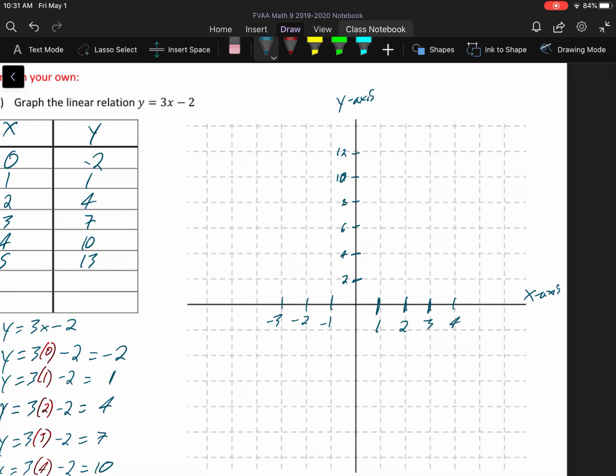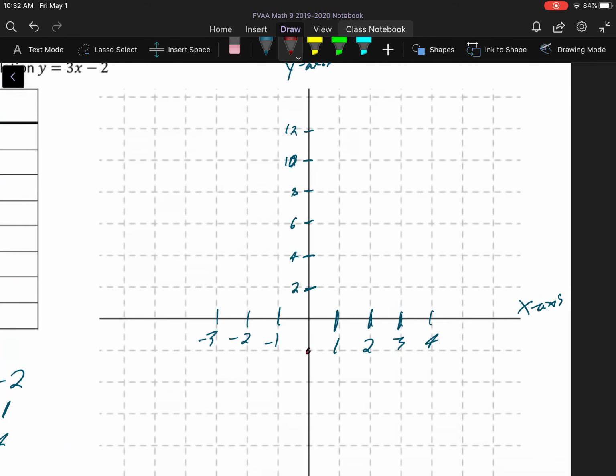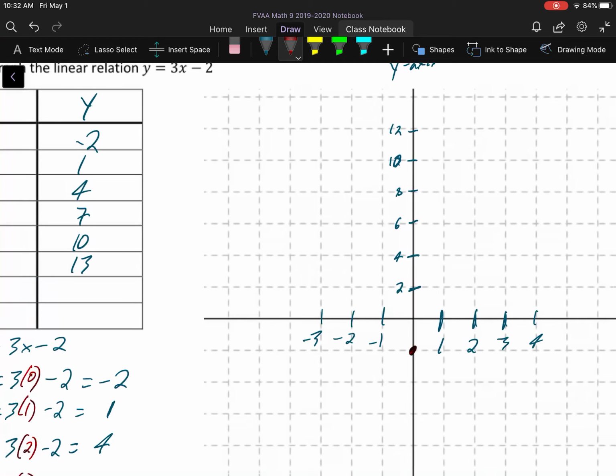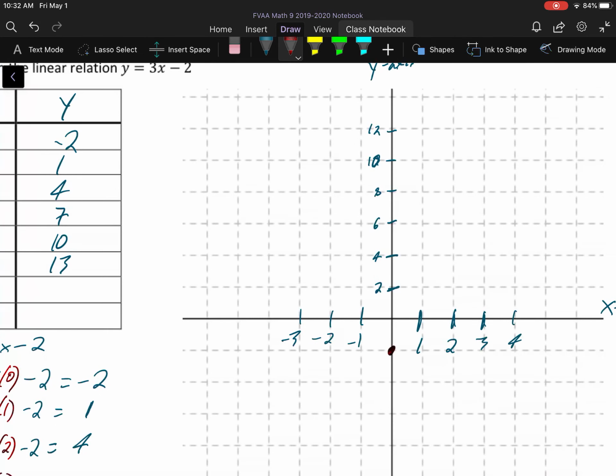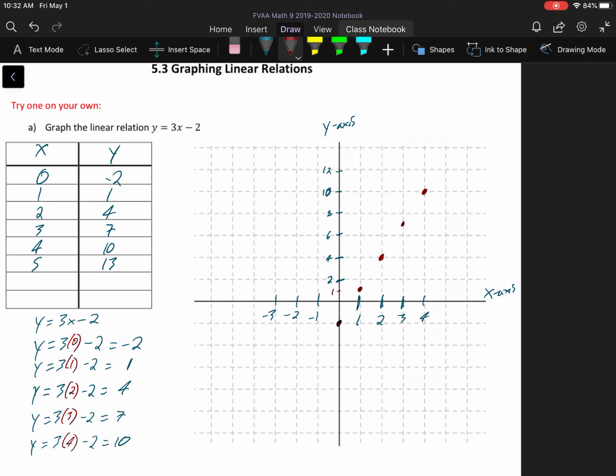So let's start. So 0, negative 2 would be here. Well, 1 and 1 would be here, right? Because it's 1 on the x, but halfway up on the y would be the 1. Okay, 2 and 4, we got that one. 3 and 7 would be between the 6 and the 8, and then 4 and 10. Okay, so we have enough points here to draw our line out.